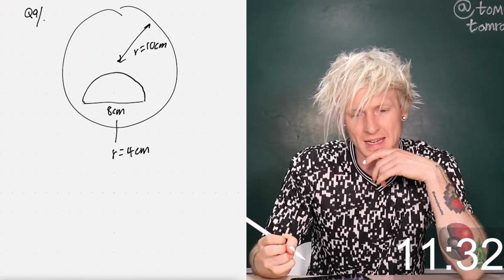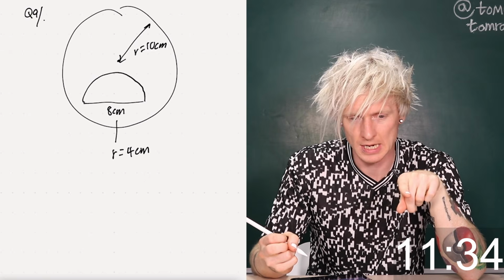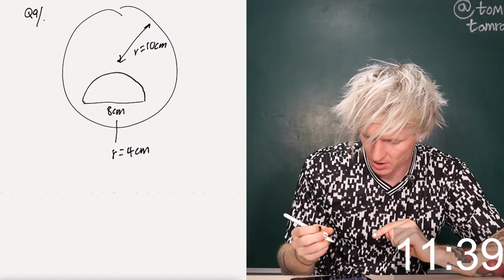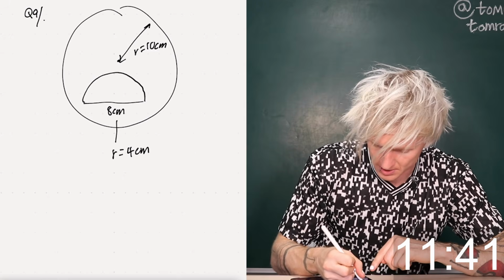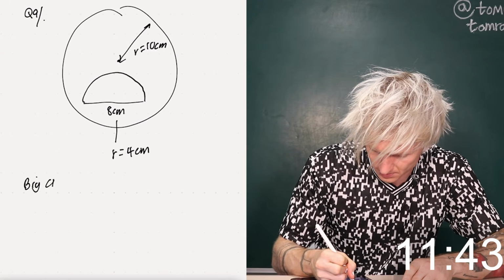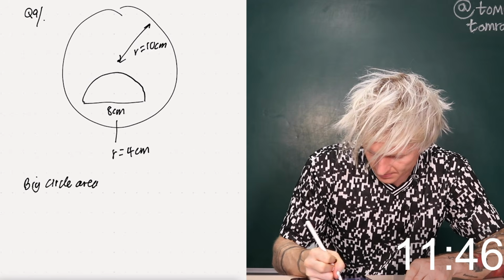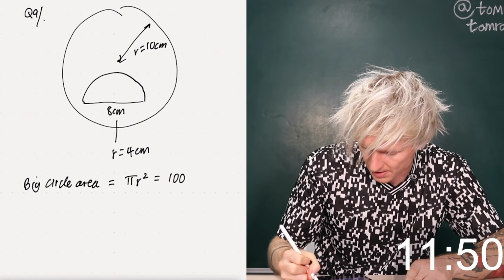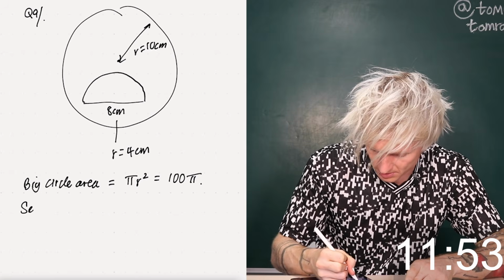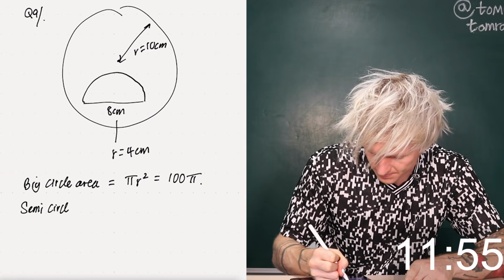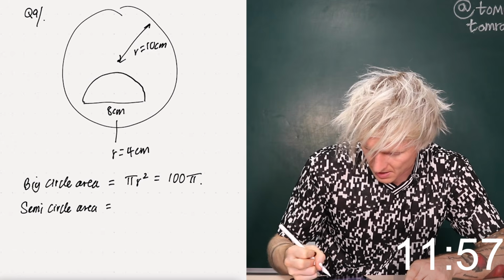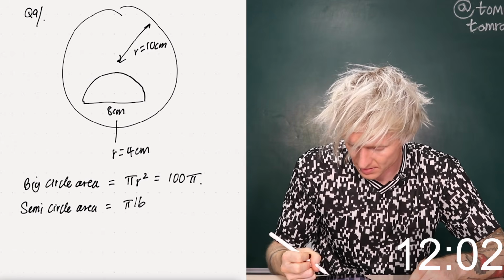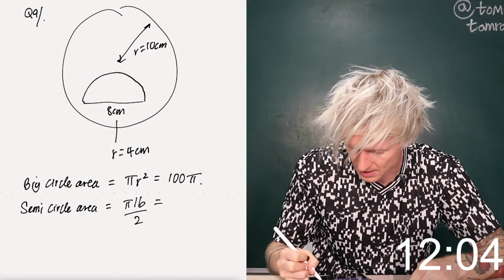Okay, how many times bigger is the unshaded area than the shaded? Right, so let's work out the total of the outside one, so the big circle. Area is pi times the radius squared, so that's 100 pi. The semicircle area is pi times the radius squared, which here is 16. So that's 16 pi divided by 2, so that's 8 pi.